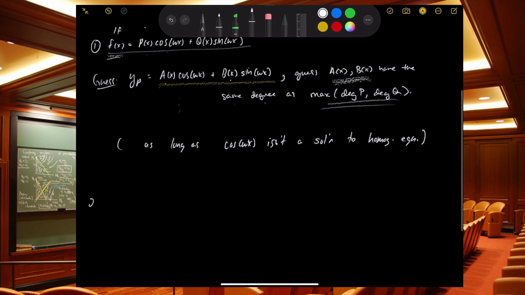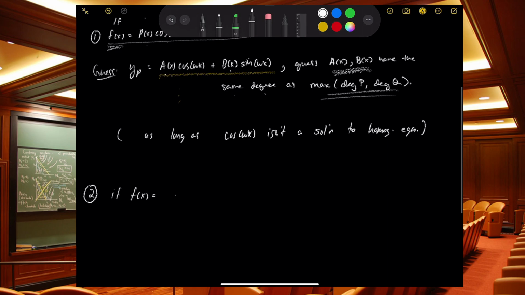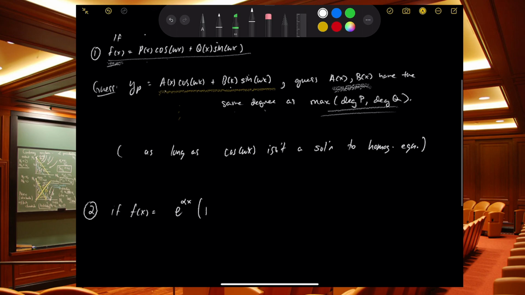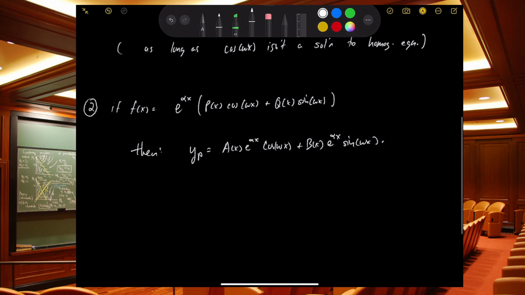Undetermined coefficients. For the second type in this section, where we have an exponential factor, e to the alpha x, times P cos omega x plus Q sine omega x, then we try the guess of, let's write it like this, some A polynomial times e to the alpha x times cos omega x plus some B polynomial times e to the alpha x times sine omega x. Same thing applies. A and B would have hopefully the maximum degree of P or Q.